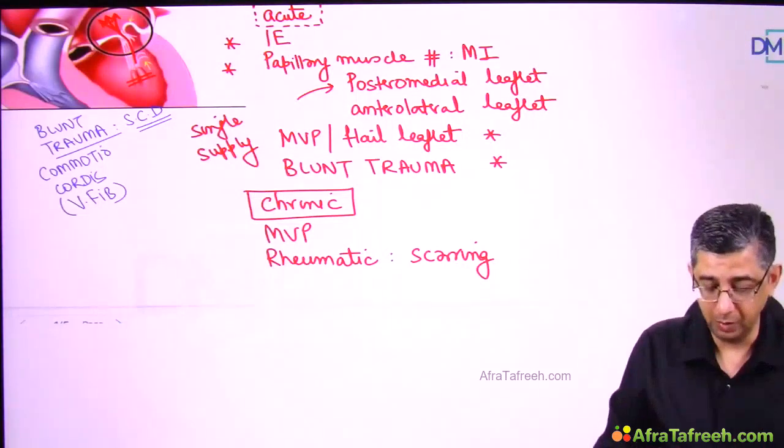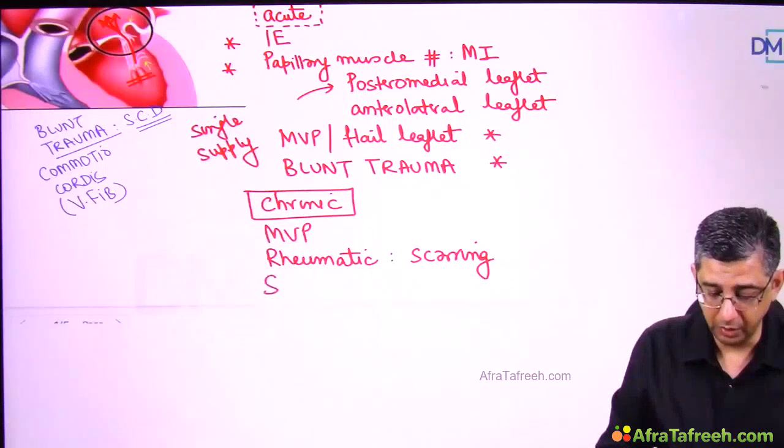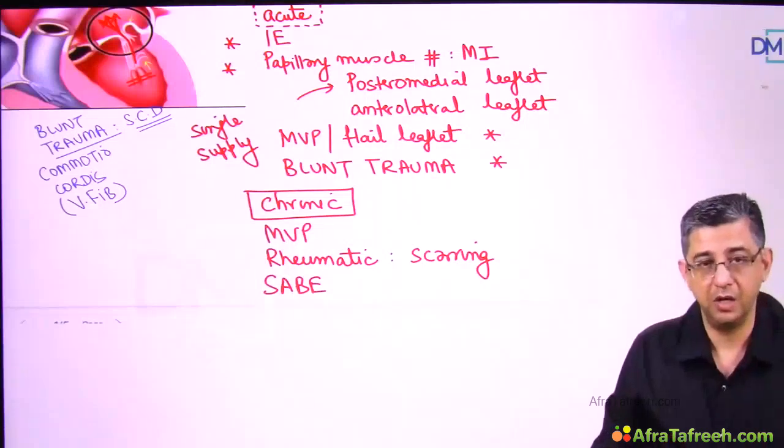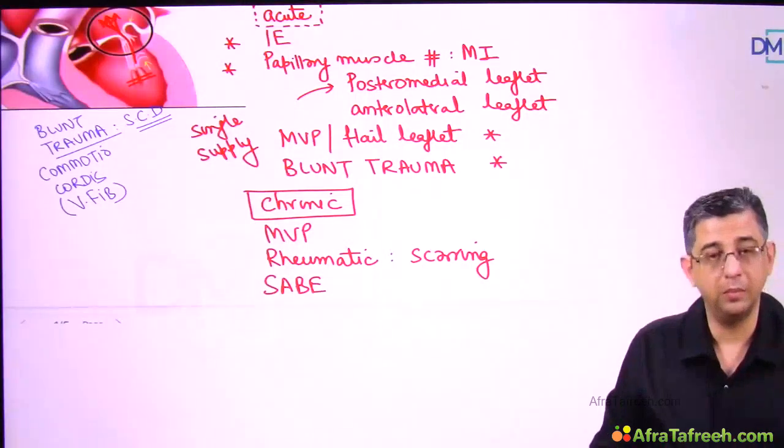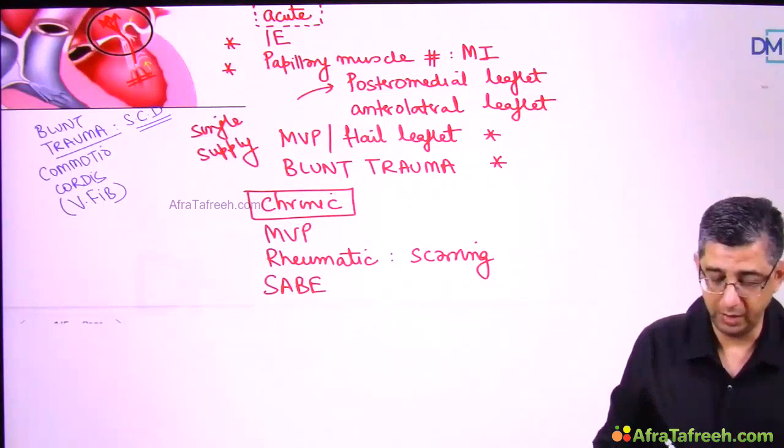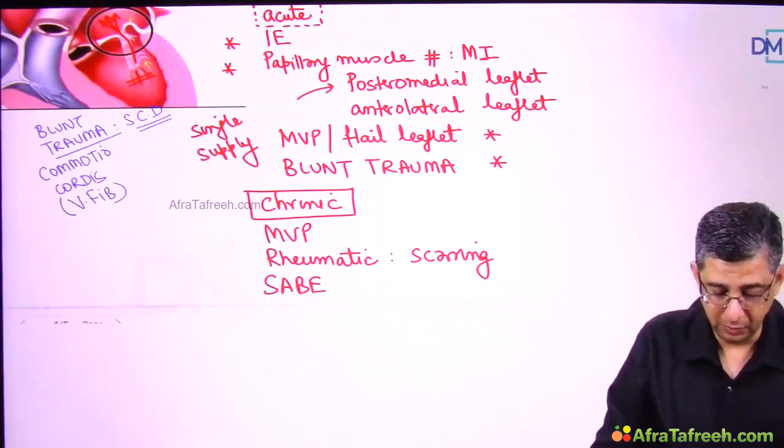The next cause to be remembered after this is subacute bacterial endocarditis. So acute bacterial endocarditis can definitely have a presentation of acute MR, whereas SABE can have a presentation of a chronic MR, very understandable. The subsequent cause to be remembered is congenital association.